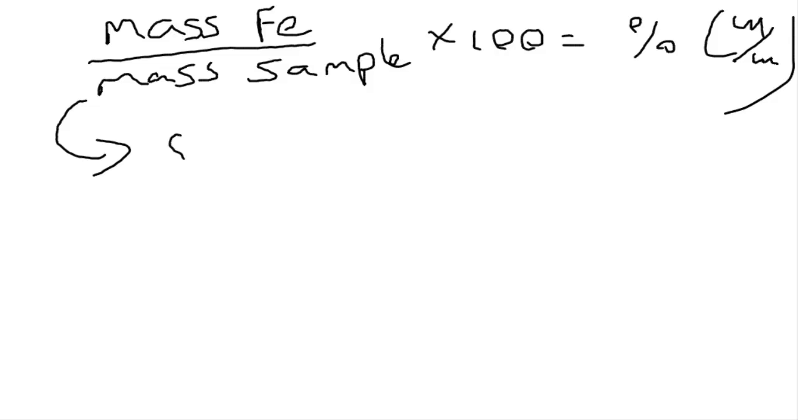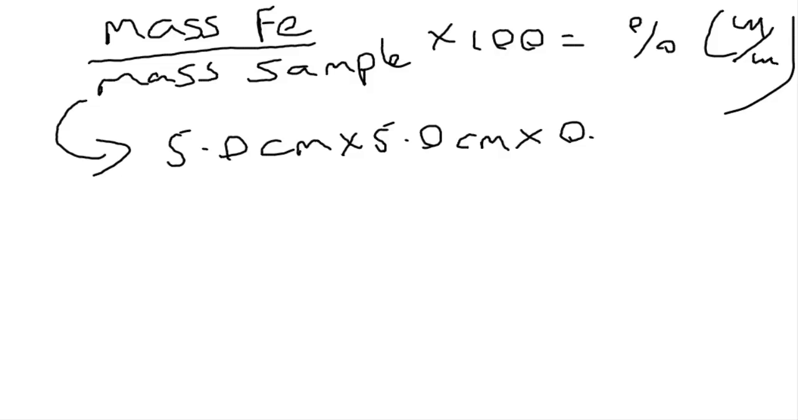So first of all, let's do the volume. We know it's 5 centimeters by 5 centimeters square, and 1 millimeter thick, so we want to convert that into centimeters also. There are 10 millimeters in a centimeter, so 0.1. Multiply those together, we end up with 2.5 centimeters cubed.